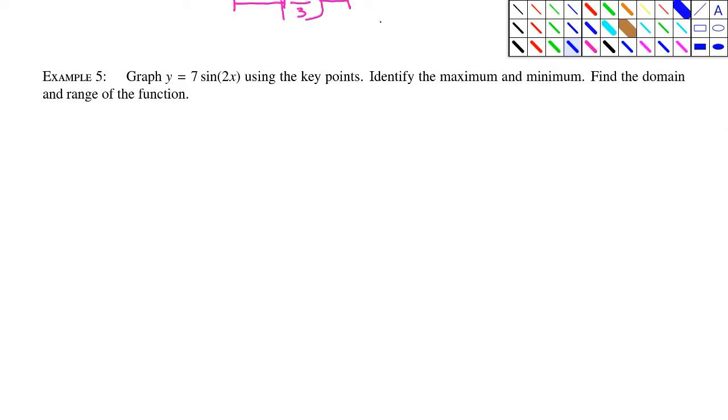Example 5. Graph y equals 7 sine of 2x using the key points. Identify the maximum and the minimum. Find the domain and the range of the function. So in this case, we're just going to graph it freehand without the grid. Let's identify the amplitude. Amplitude is 7. The period is 2 pi over 2, which is pi.